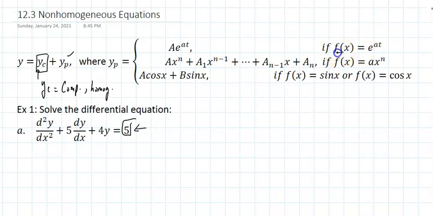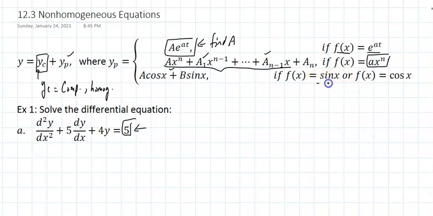If I see f of x to be an exponential, I'll take a times that exponential, the general, find a. If I look at a polynomial of degree n, then I list the entire polynomial with x to the n plus x to the n minus 1, and the goal is to find those coefficients, which is a lot of work. If I see a sine or a cosine, automatically I take both a times the cosine plus b times the sine of the same angle.